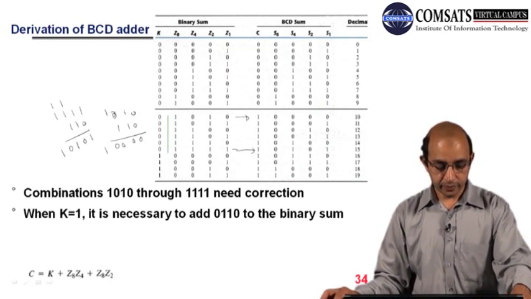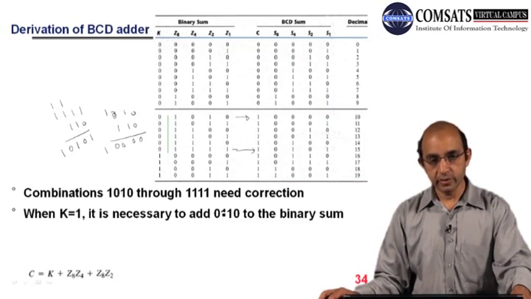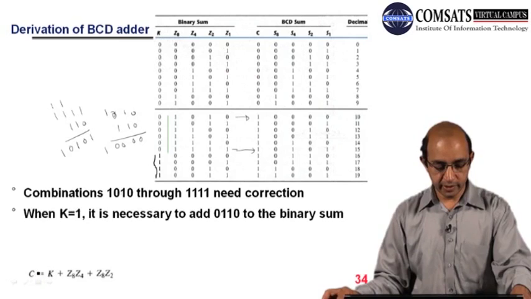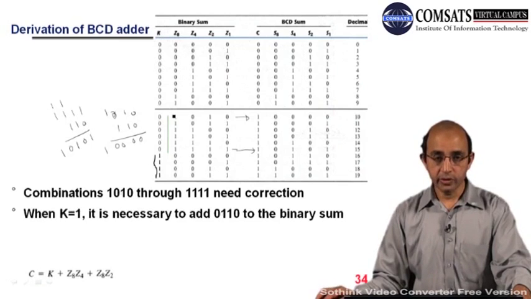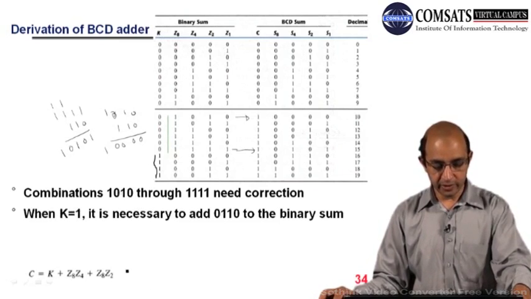So whenever we have K equal to 1, it is understood that we need to add. So in that case, this is the expression: C is equal to K plus Z8 Z4 plus Z8 Z2. If you plot those different combinations onto the K-map, after the simplification you can get this expression.